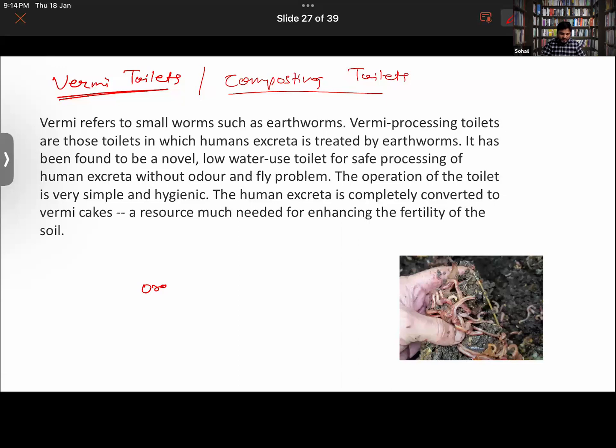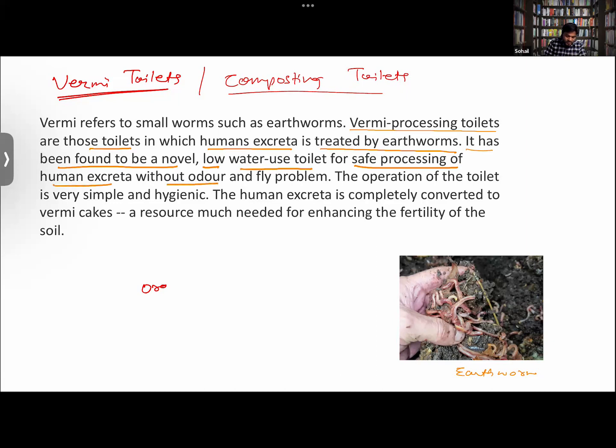Okay, now see, wormy processing toilets are those toilets in which human excreta is treated by earthworms. As you can see in the image, earthworms are being added to it. It has been found to be a novel, low water use toilet for safe processing of human excreta without odor and fly problem. Odor refers to smell, right? The operation of the toilet is very simple and hygienic. The human excreta is completely converted to wormy cakes. Basically, it is being referred to as compost here.